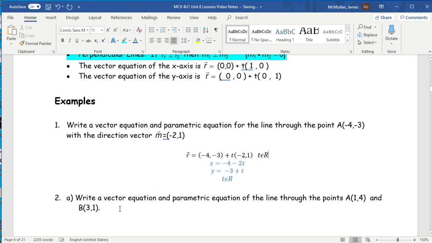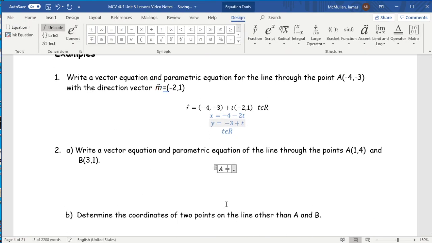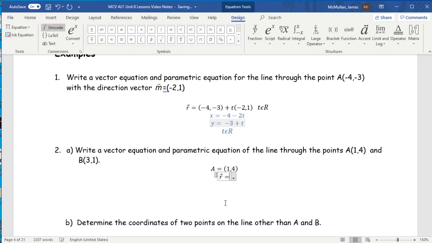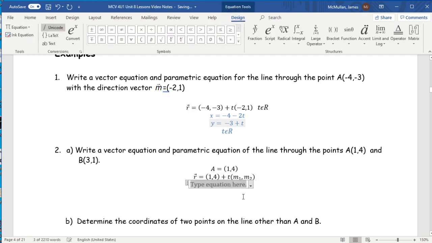Okay, write a vector equation and a parametric equation that passes through these 2 points. It's slightly more challenging, but let's consider what we know. A is 1, 4. To make an equation of a line, we need r vec equal to a point plus t times m1, m2. We just don't know m1 and m2 right now, but we do know a point. By the way, you could have chosen B as your point just as well. That would be fine. To get the direction vector, m vec is equal to destination minus origin.